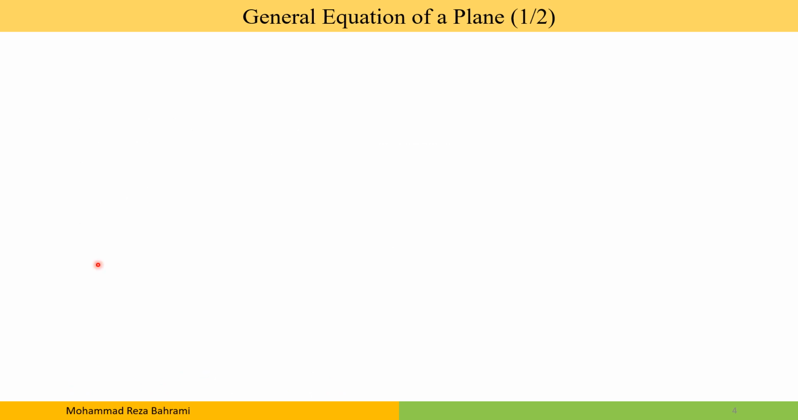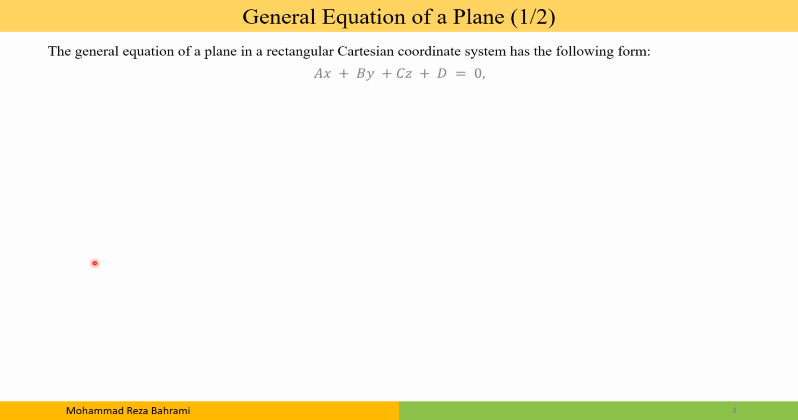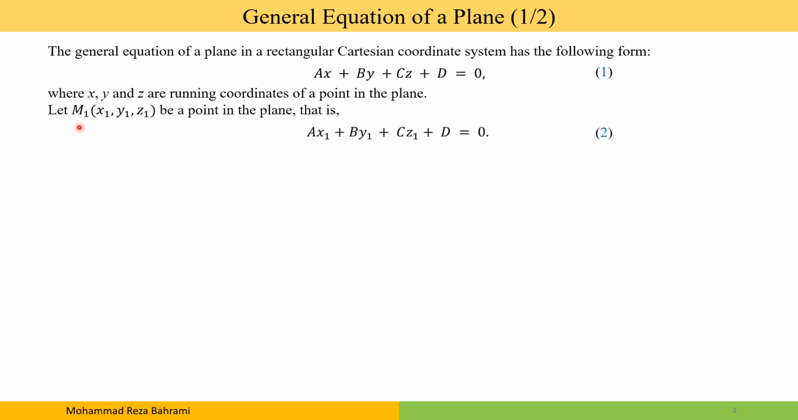So let's start with a brief talk about the general equation of a plane. The general equation of a plane in a Cartesian coordinate system has the following form: ax plus by plus cz plus d equals 0, where x, y, and z are coordinates of a point in the plane. Let's assume that we have a point M1 inside the plane. By inserting the coordinates of the point into the equation of the plane, we reach the equation as you see here.